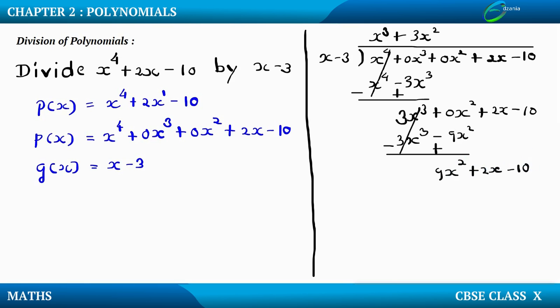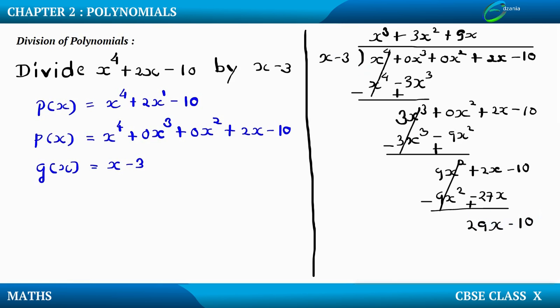Now I have x, I have 9x square, so I need 9x over here. So that x into 9x is going to give me 9x square. And 9x into minus 3 is going to give me minus 27x. Further, if I subtract, that means change the signs, cancels. 2 plus 27 is going to give me 29x. Then I have this minus 10 over here.